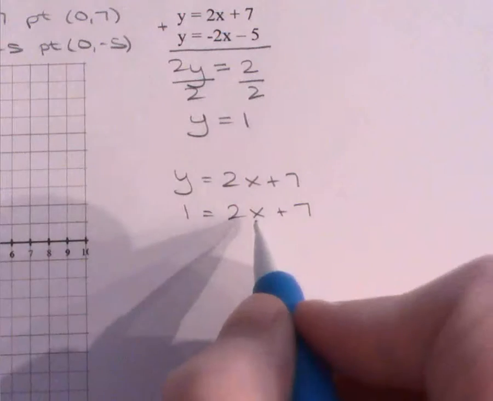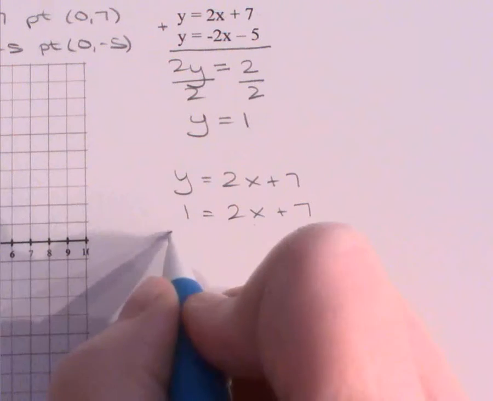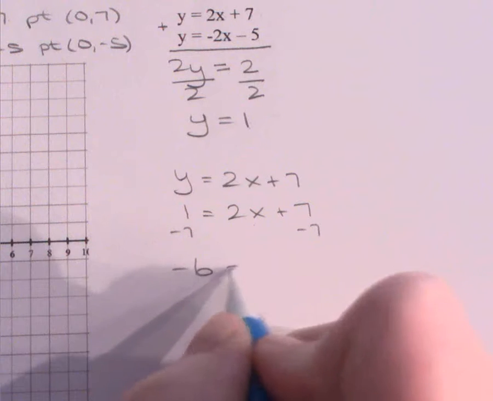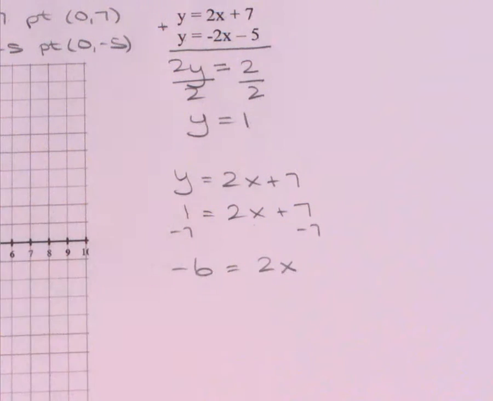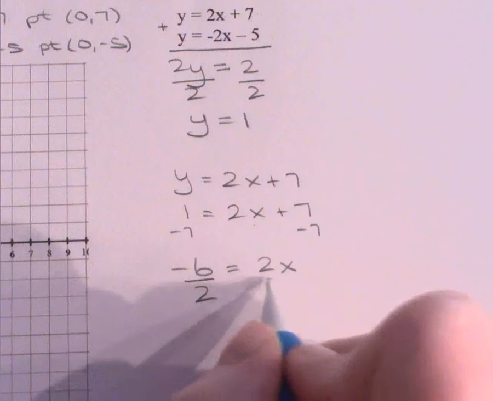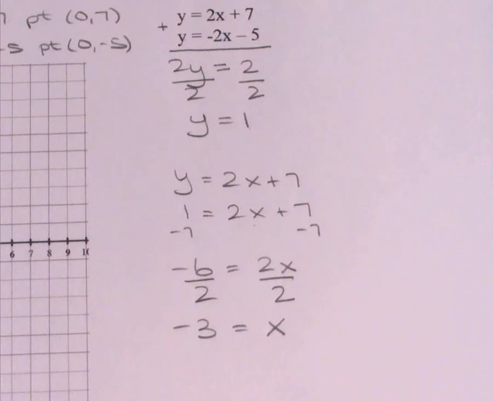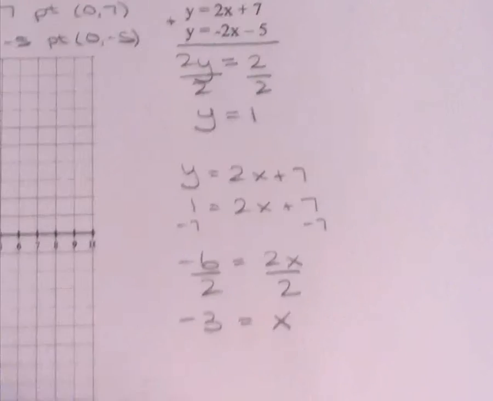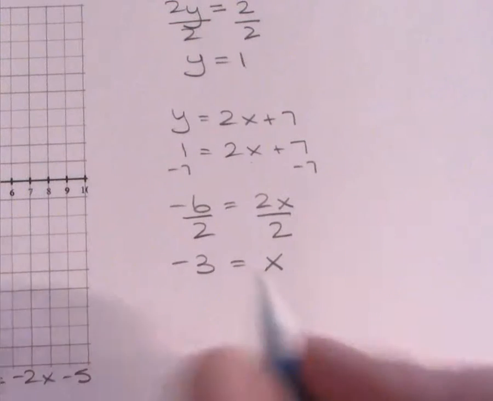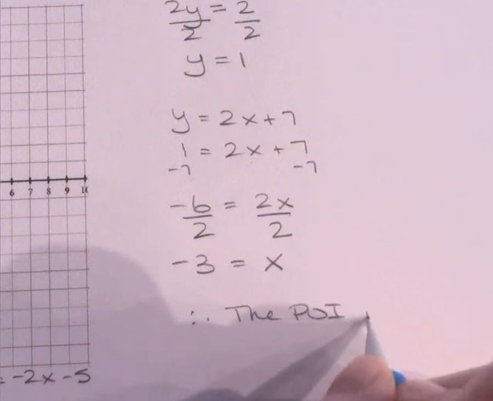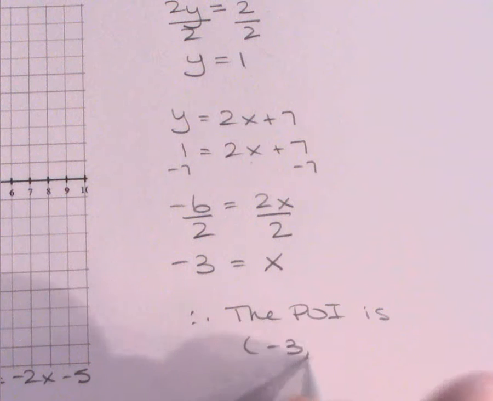I want to isolate x, so I'm going to subtract 7 from both sides. I have 1 minus 7 is minus 6, and it equals 2x. I can divide both sides by 2, and I have negative 3 is equal to x. So therefore, I have the POI is equal to minus 3 and 1, which is the same as we got on the graph.